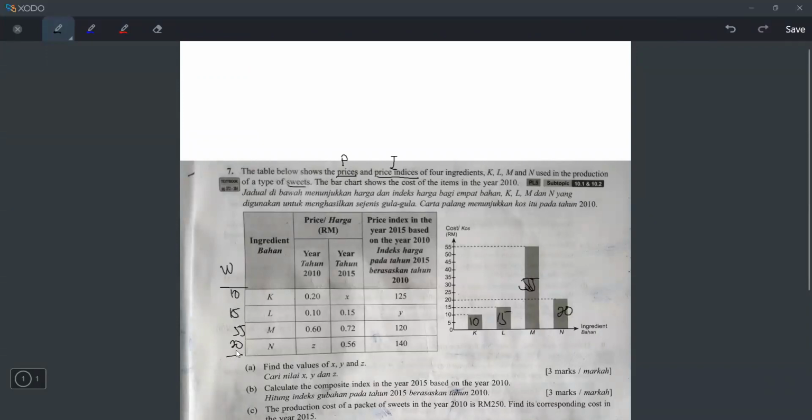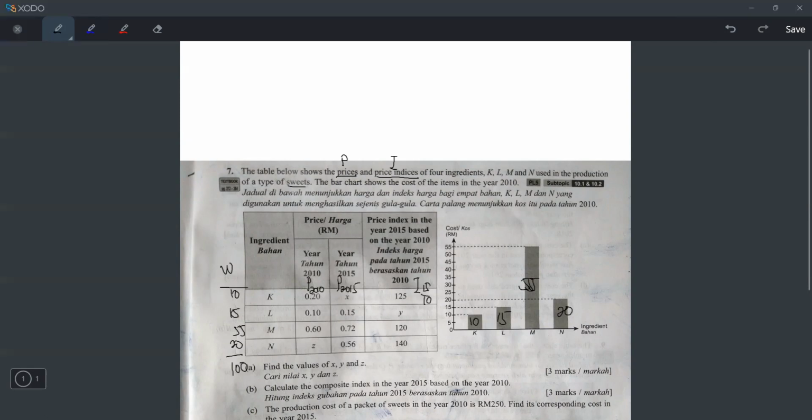Let's add up all the weightage. What do you get? 10 plus 15 plus 55 plus 20 is 100. For the ingredients K, L, M, N, if the question never mentions them, I take the average. We have the price in 2010, P 2010, and the price in 2015, P 2015. The price index for 2015 is I, for 15 over 10, and they give you the I here.